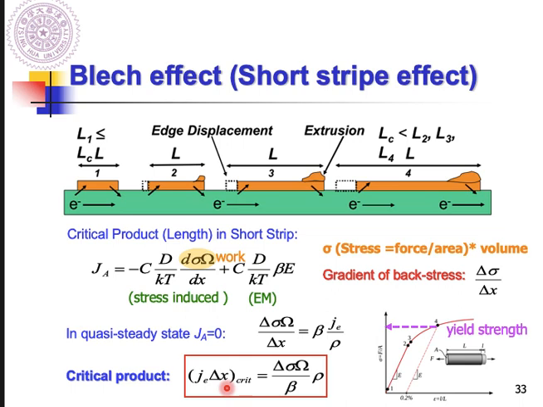So for the IC design, I will always design the length of the interconnect shorter than 200 micrometer. For example, it's like this. So this is what we call the Blech effect, short strap effect. You need to calculate or estimate the critical length of your interconnect or your materials.